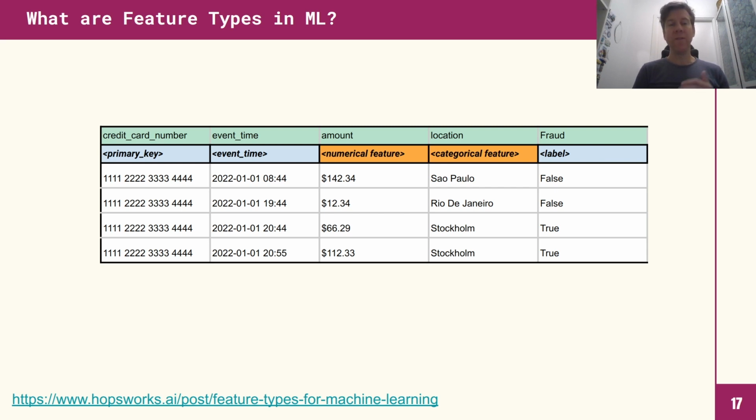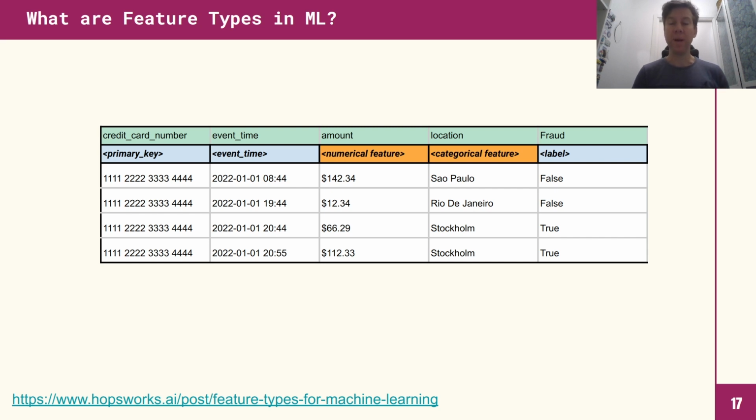So we'll start with the features that we looked at earlier, and we're continuing with the credit card example. Fraud is the machine learning problem that we're trying to solve for credit card transactions. You can see we've highlighted here in orange the two features in our table, the amount and the location, and then we have our label, which is fraud. We've called the amount a numerical feature, and we've called the location a categorical feature.